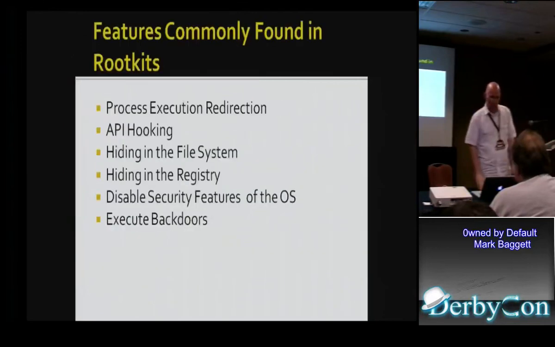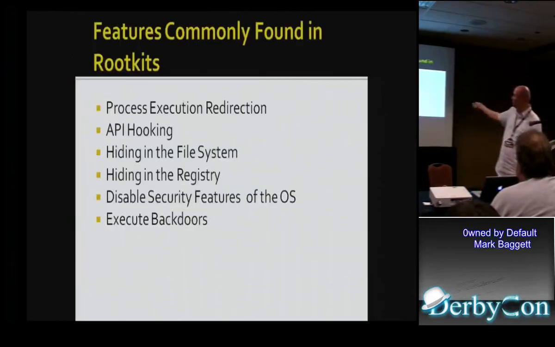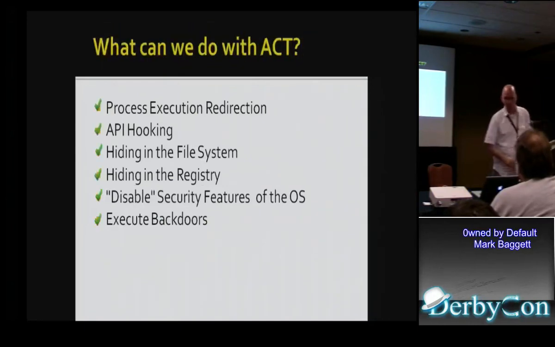So this is the functionality you would commonly see in rootkits, right? I might do process execution redirection, API hooking, hiding from the file system and the registry, disabling security features in the operating system, or just creating new backdoors. This is what we can do with the application compatibility rootkit.